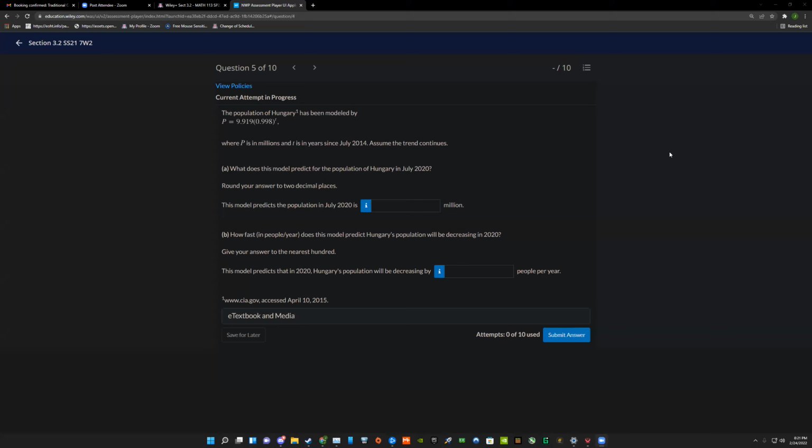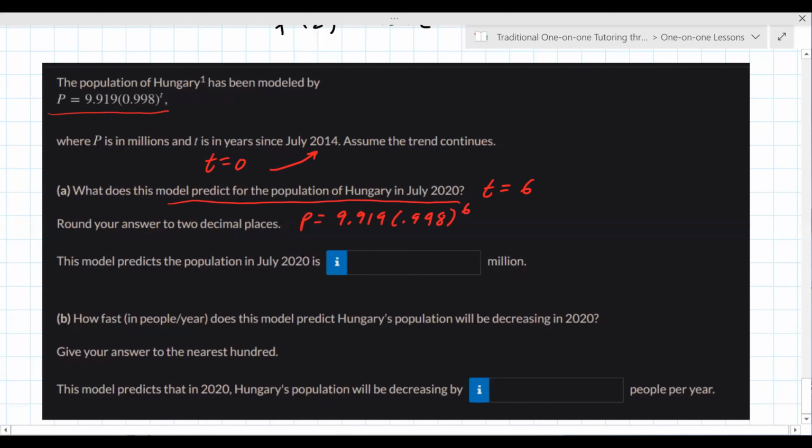And this is the population function up here at the top. So the population is 9.919 times 0.998 to the power of 6. And then whatever that is, we're going to round it to 2 decimal places for this answer here. So I'll do it along with you: 9.919 times 0.998 and then to the power of 6. I get 9.800565555. Just 2 decimal places.